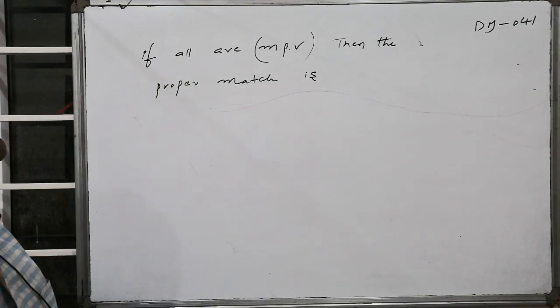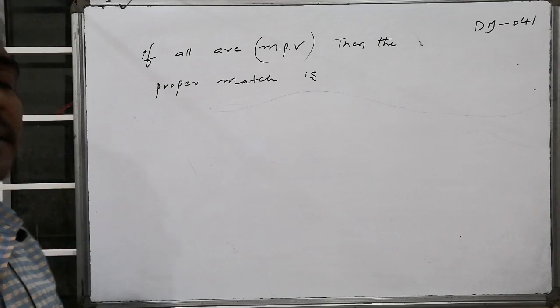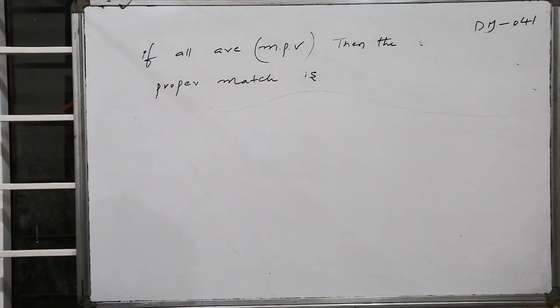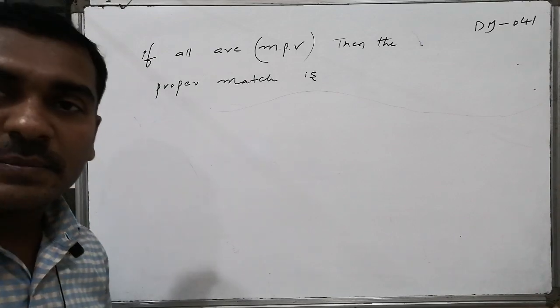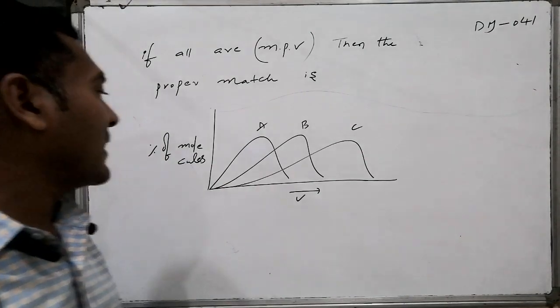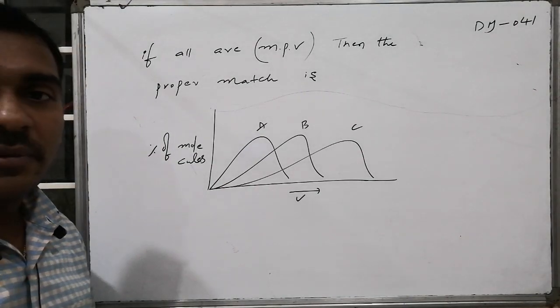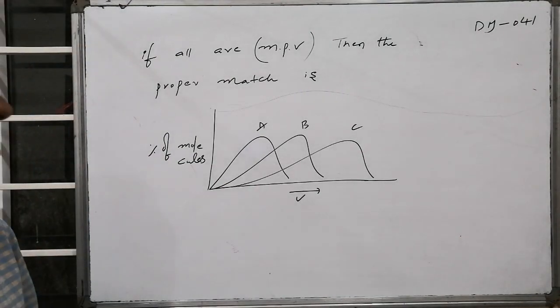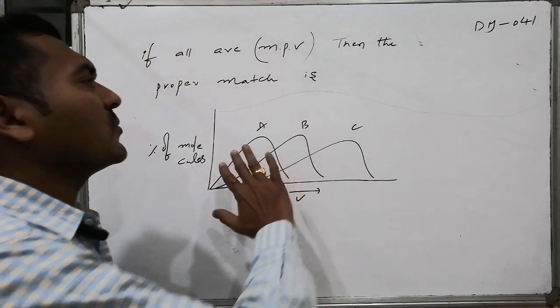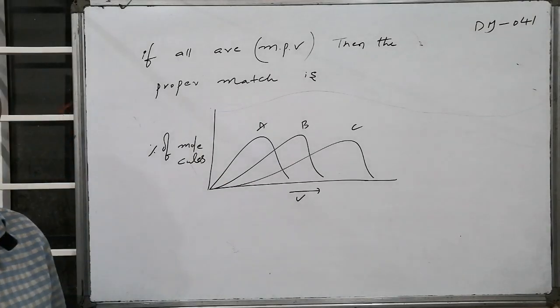If all the given graphical information is related to the most probable velocities, then which of the following will become a proper match? In the graph, the y-axis gives the percentage of molecules, that is the distribution of molecules, and the x-axis gives the velocities of molecules. Consider all of them to be most probable velocities.